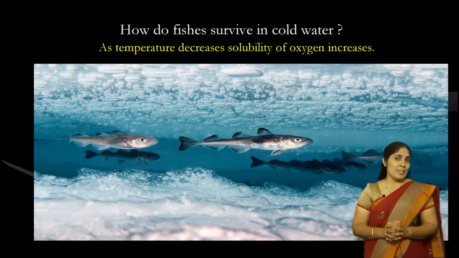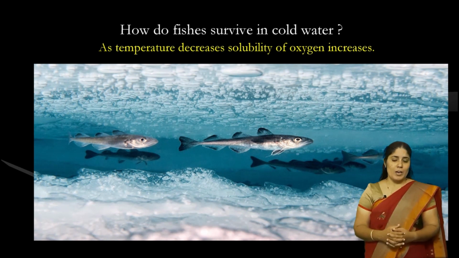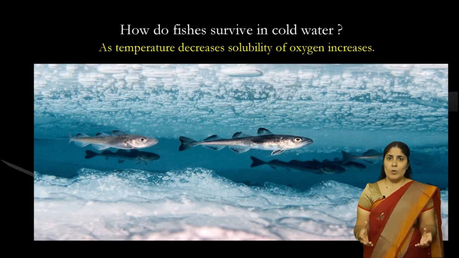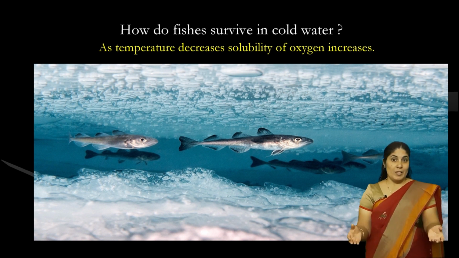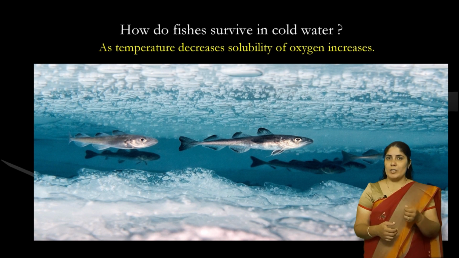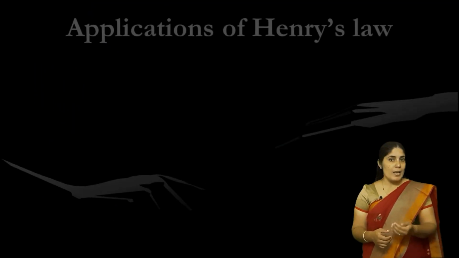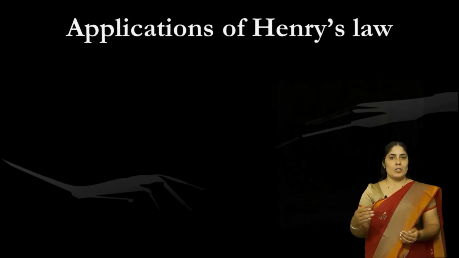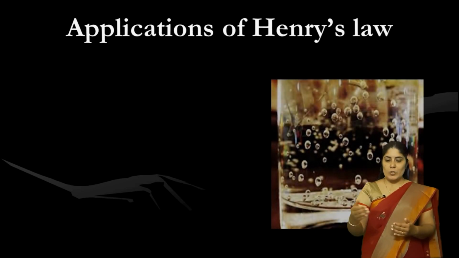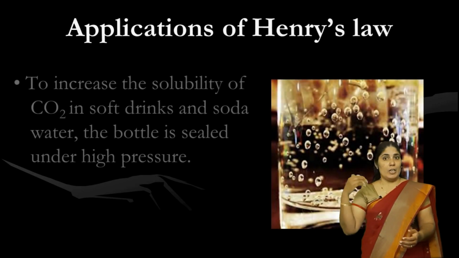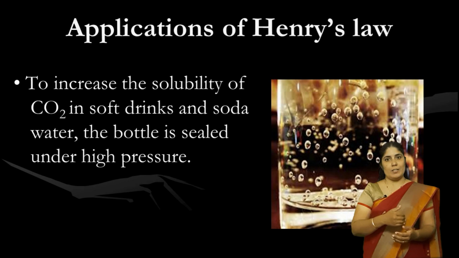We would have figured out by our discussion so far how fishes survive in cold water. It is a very easy concept. Just now by Henry's law we understood that as temperature decreases, the solubility can increase. So the amount of oxygen in a colder region increases.